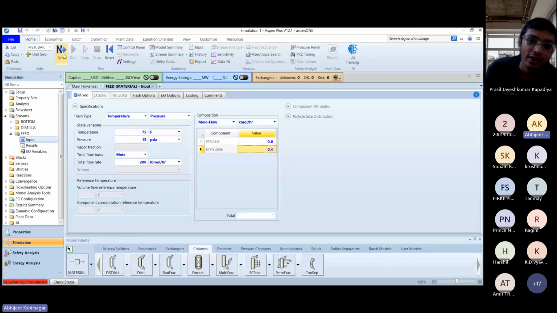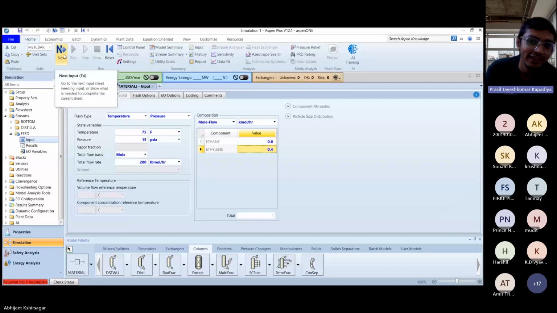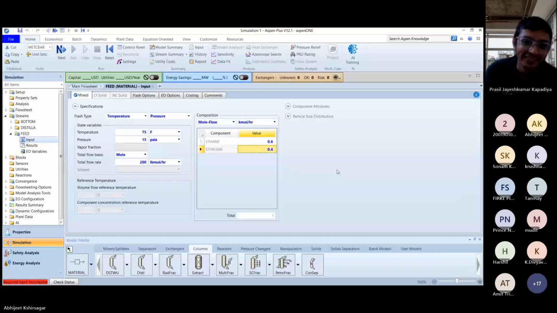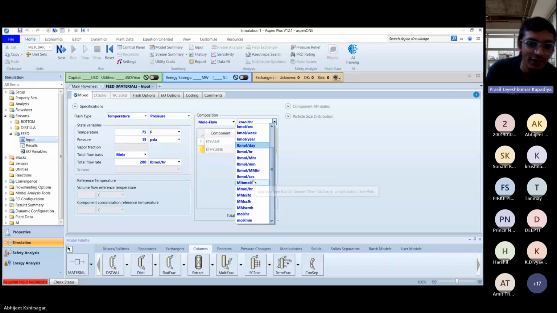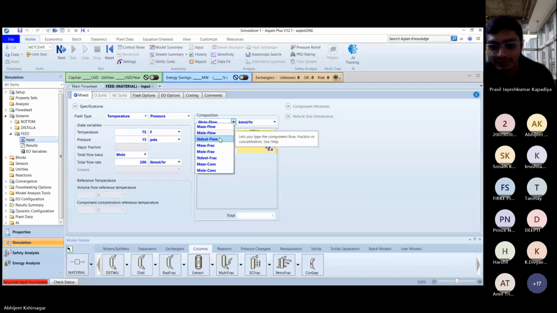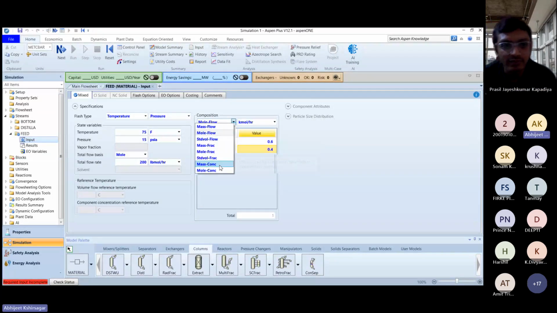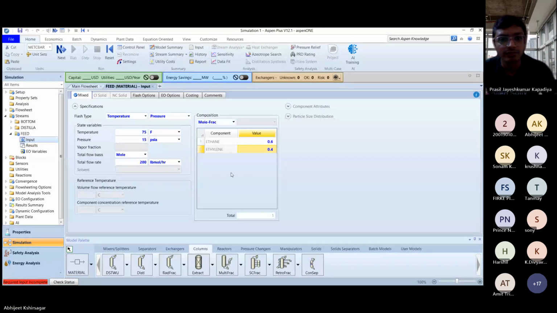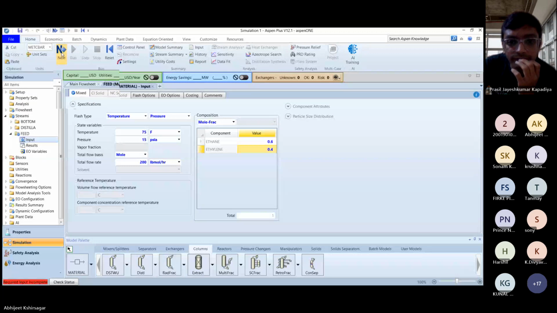So we have added temperature, pressure, molar flow rate and composition of the feed. Now we will go next. Wait, you are making a mistake. It's mole fraction. Please be careful. Go to the mole flow part, please. Okay, step by step. Now we can go next.